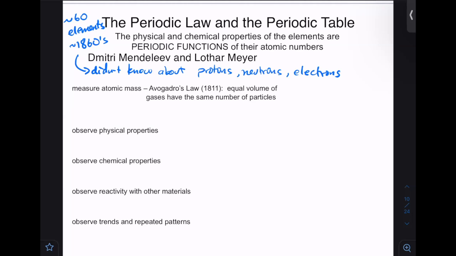Okay, so there's still, oh, and of course that they combine in small whole number ratios. Remember, that theory was around for close to 100 years before Thomson's experiment found evidence for an electron. Okay, so what did they know?